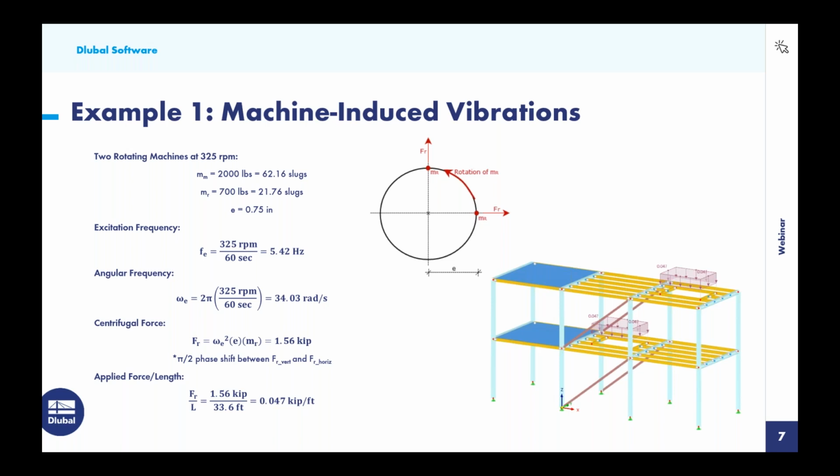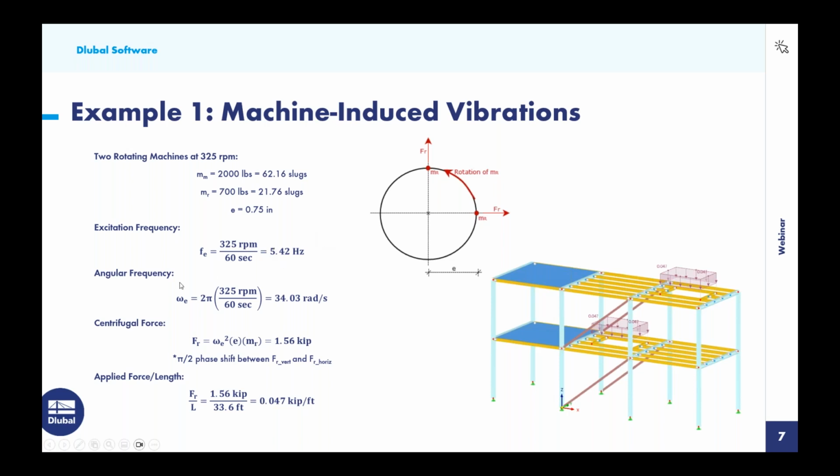Therefore, we want to calculate the excitation frequency here. So we just simply take the 325 rotations per minute, we divide by 60 seconds, and we get a value of 5.42 hertz. So this is a really important number to remember and will come into play a little bit later on, but just remember this excitation frequency magnitude here.